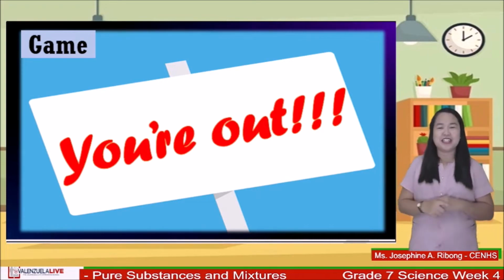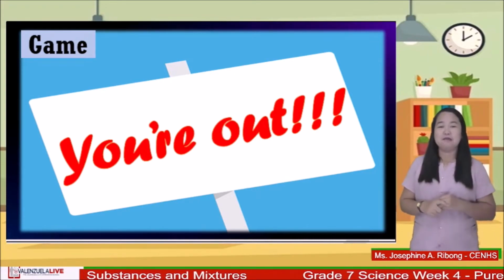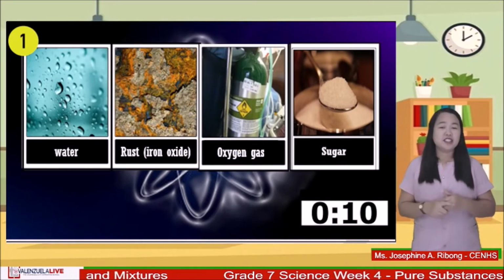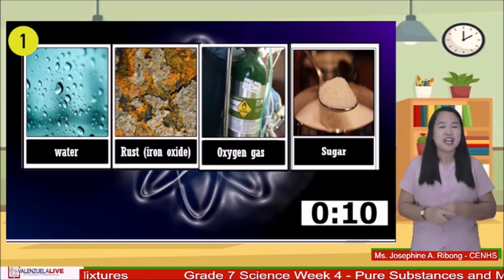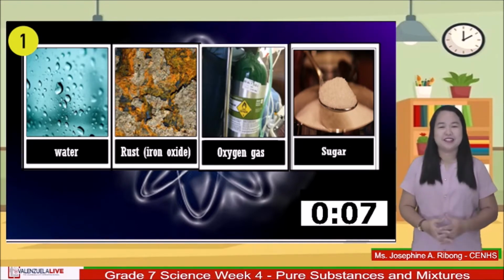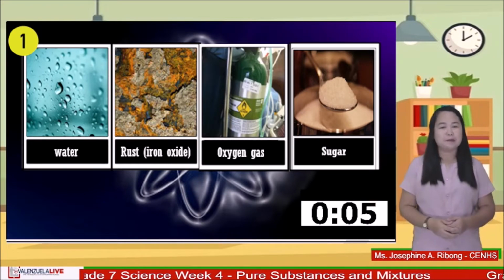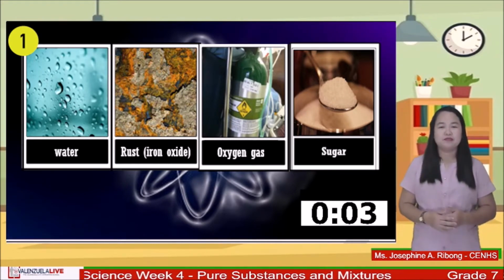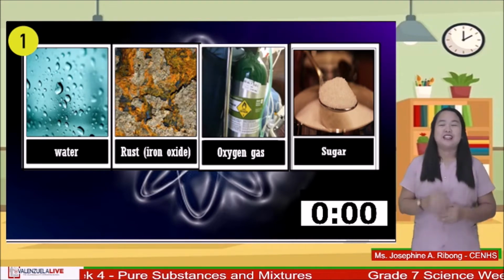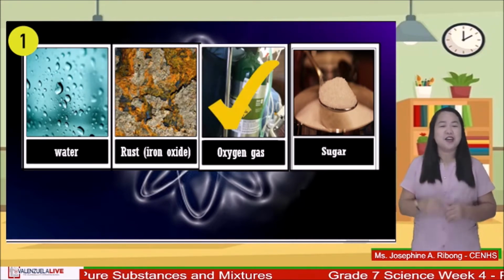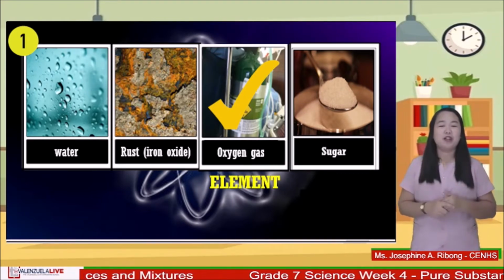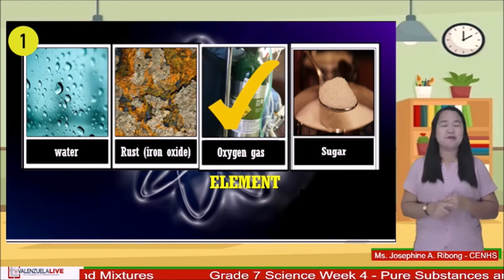Are you ready, learners? Which does not belong to the group? Is it water, gas, oxygen gas, or sugar? Your time starts now. Time's up. The answer is oxygen gas. Very good, grade 7 learners, because oxygen is an element while water, gas, and sugar are compounds.